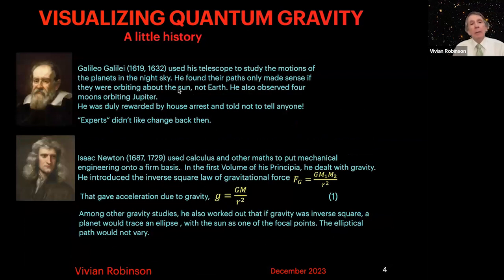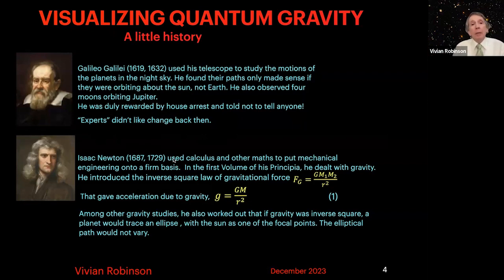Galileo Galilei used his telescope to study the motions of planets in the night sky. He found their paths only made sense if they were orbiting about the sun and not Earth. He also observed 4 moons orbiting Jupiter. He was duly rewarded by house arrest and told not to tell anyone. Experts didn't like change back then, did they? Sometimes I wonder if that has changed in this modern era.